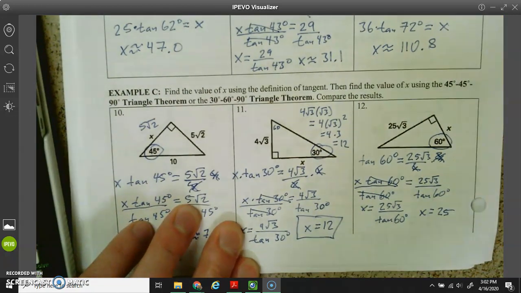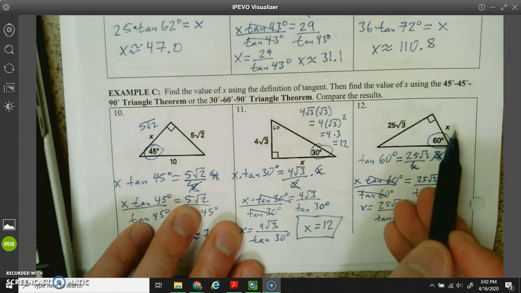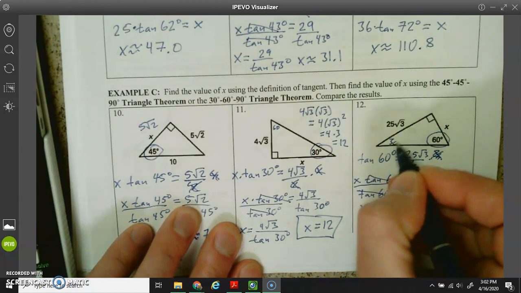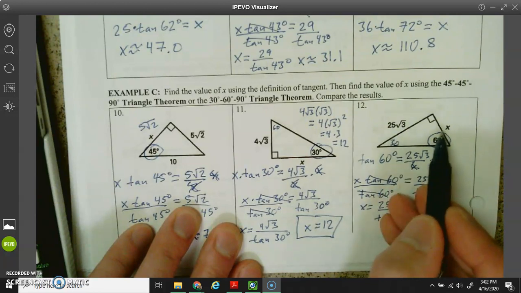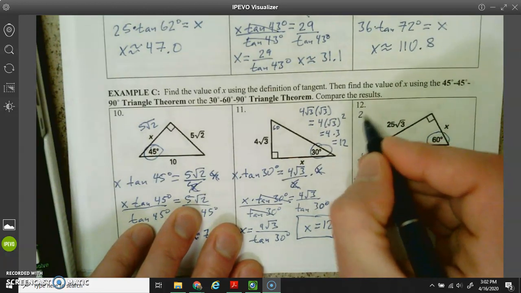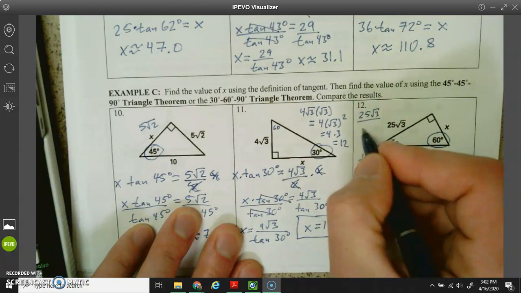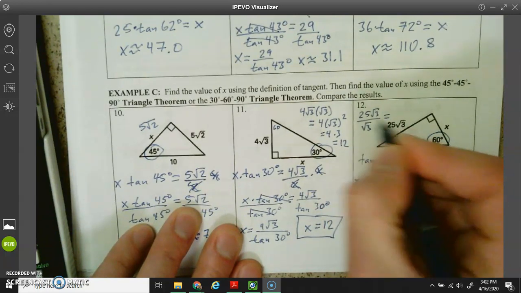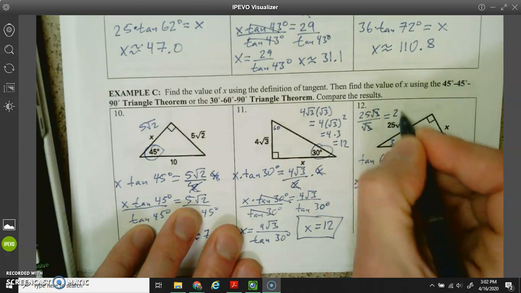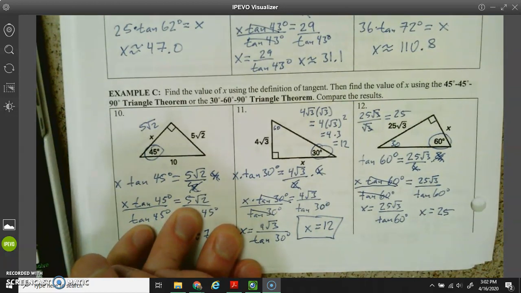And why is it 25? Well, if you think about this in the 30, 60, 90 triangle, this one's 30. This one is 25 square root of 3 divided by square root of 3. That's how we get from the long leg to the short leg. And so these two cancel. That's why we're left with 25 for the x value.